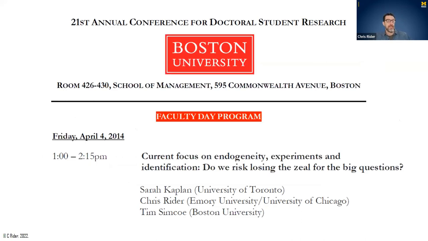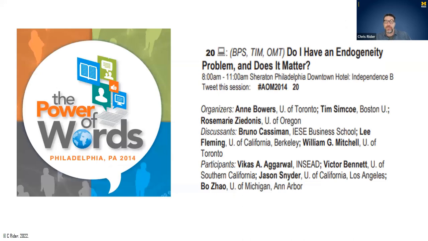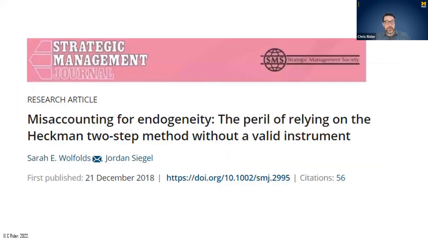We've provided much training on endogeneity with programs like this. We can look, for example, to Academy of Management in 2014, "Do I have an endogeneity problem and does it matter?" I think we recognize that we often do have an endogeneity problem, and we've gone to the point where we do realize it matters. So there has been some progress, but we still continue to have very similar conversations. There's a very helpful paper by Sarah and my colleague Jordan Siegel on misaccounting for endogeneity, showing how, despite the evolution of methods, we aren't quite using them to their full potential, or staying at the cutting edge and keeping up with some of the developments in economics that Evan shared with us.